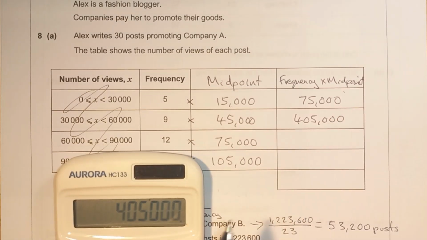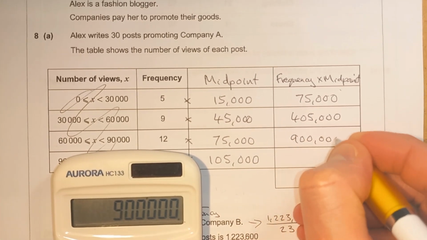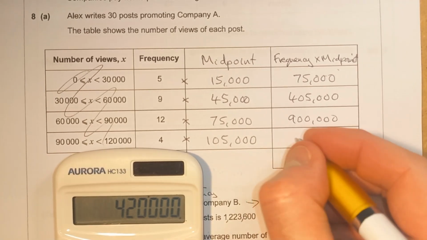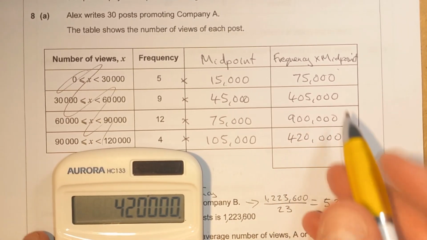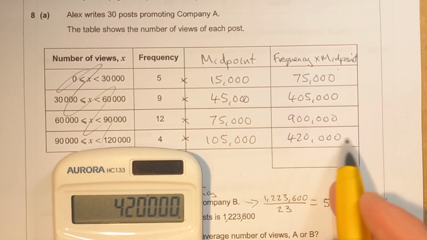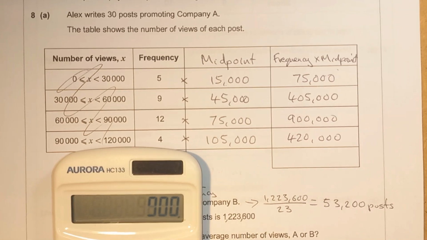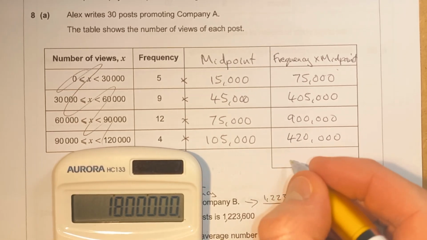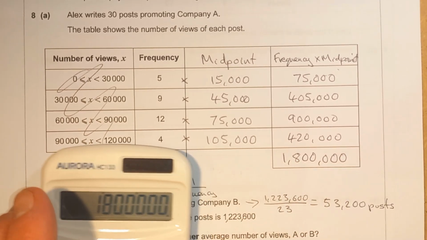Then we want 9 times 45,000, which is 405,000. Then we've got 12 times 75,000, which is 900,000. And this last one, 4 times 105,000, which gives us 420,000. So the total number of views is all of these added together. As I've already got this in my calculator, I'll start from the bottom and work upwards. So 420,000 plus 900,000 plus 405,000 plus 75,000 gives us 1,800,000.